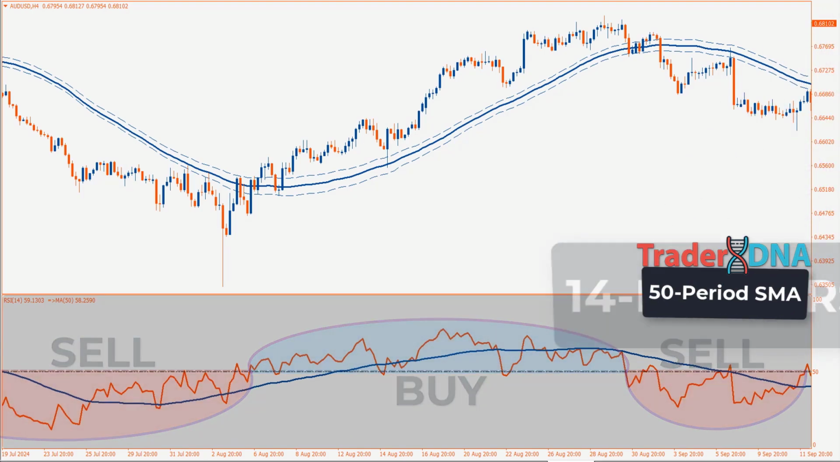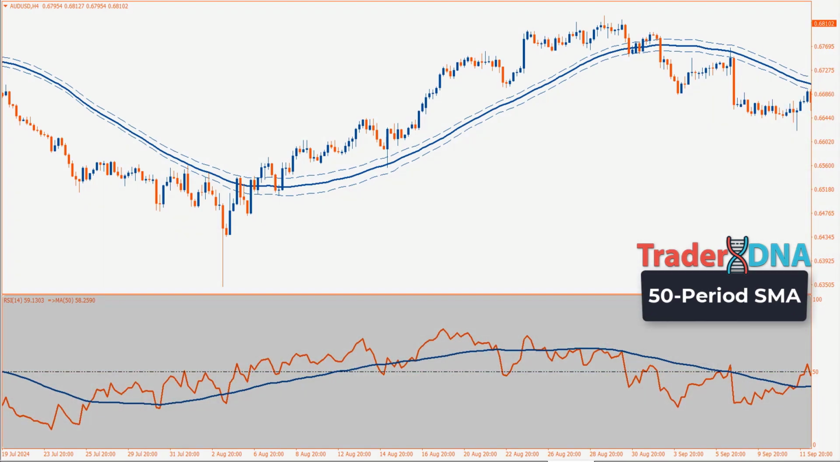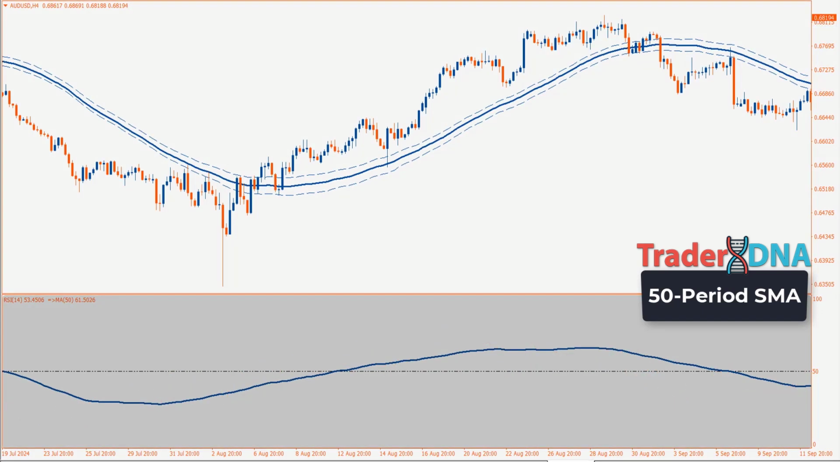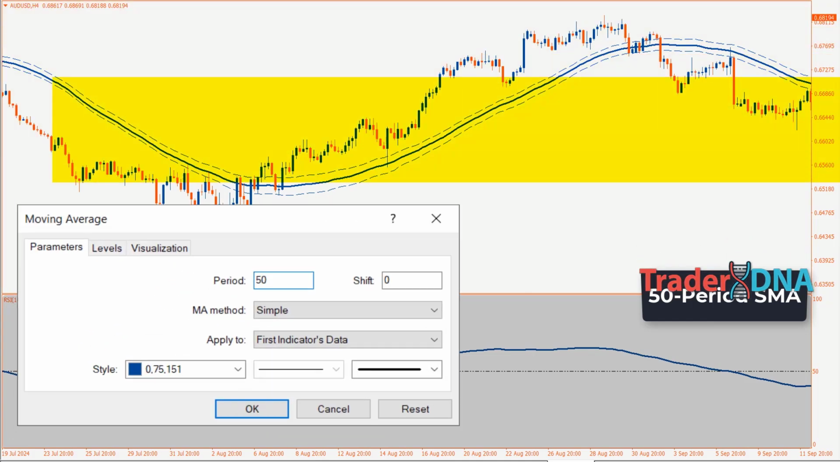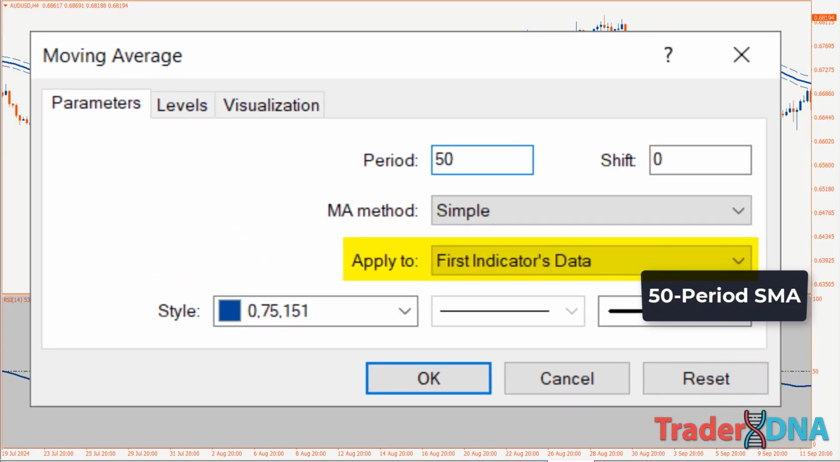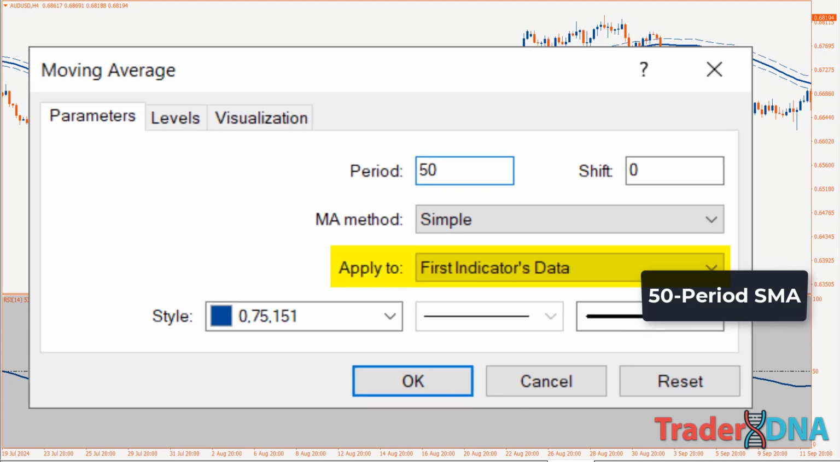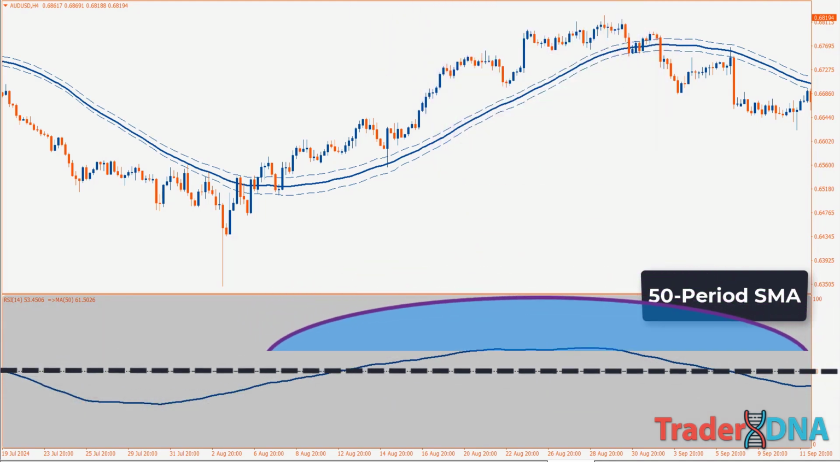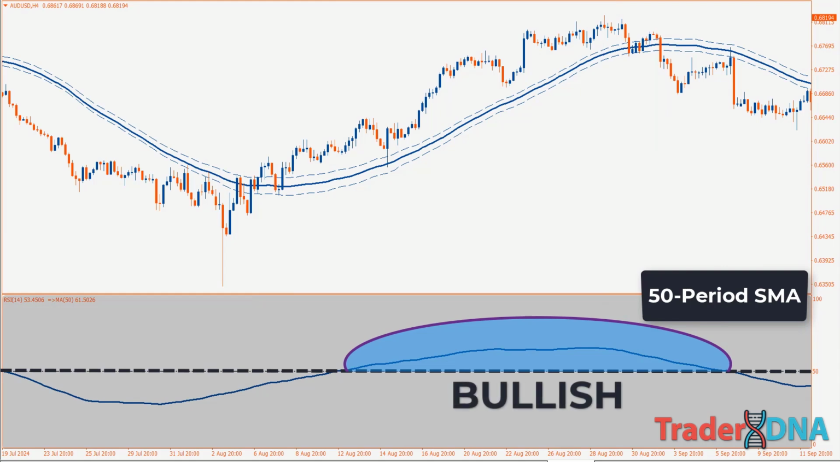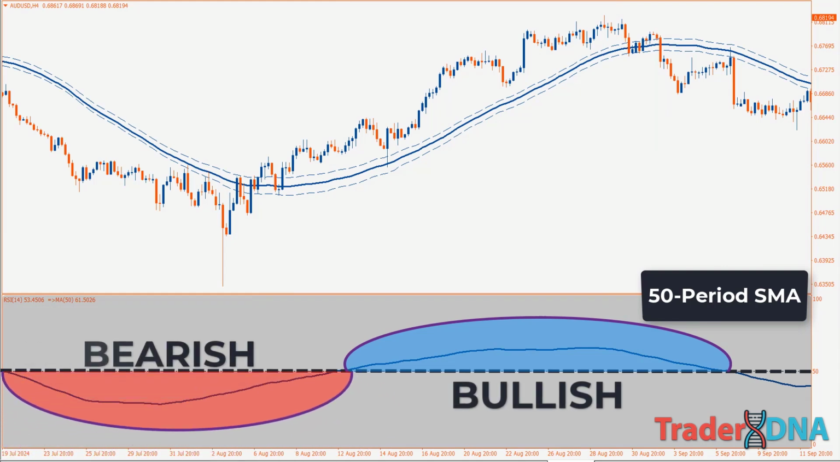50 period simple moving average. This 50 period simple moving average line is different from the one we use in the main window. In the main window, we apply the 50 period simple moving average to the closing prices. In the sub window, however, we apply the 50 period simple moving average to the data from the 14 period RSI. This allows us to analyze market trends and trading signals using both indicators together. If the 50 period simple moving average line is above 50, it indicates a bullish market. If it's below 50, the market is bearish. This same principle applies to the RSI line.